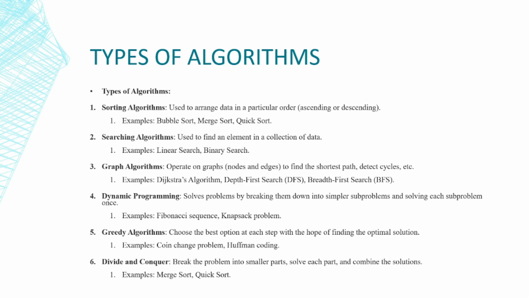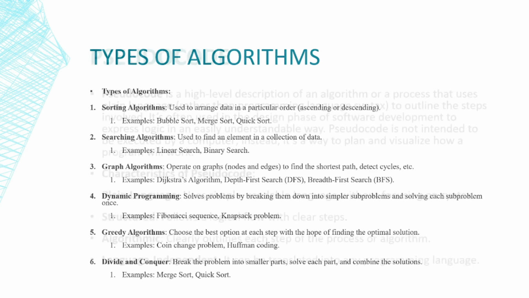Dynamic programming solves problems by breaking them into simpler subproblems and solving each subproblem once. Example: Fibonacci sequence, etc. Greedy algorithms choose the best option at each step with the hope of finding the optimal solution. Example: coin change problem, Huffman coding. Divide and conquer: break the problem into smaller parts, solve each part, and combine the solutions. Merge sort, quick sort.